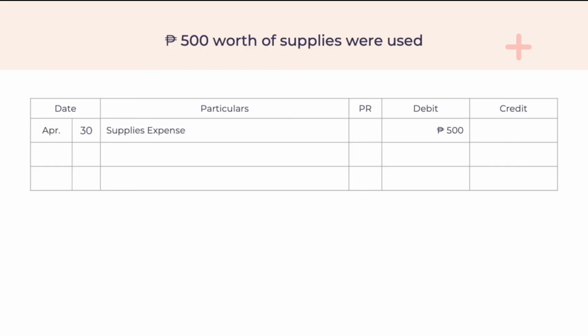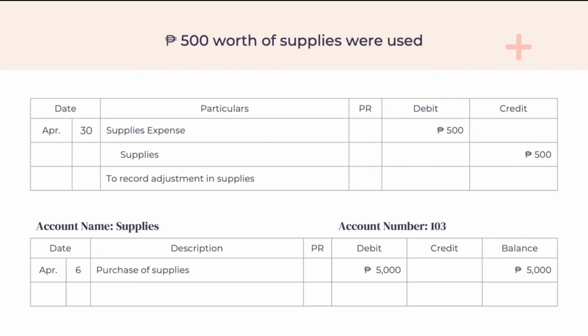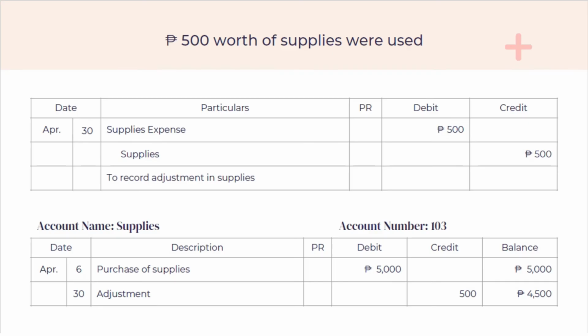So first, debit supplies expense with the amount of 500 pesos and then credit supplies with 500 pesos as well. The brief explanation for this is to record adjustment in supplies. After doing so, you also need to post this to general ledger. Make new entry to account name supplies with April 30 adjustment credit 500 pesos. And now the total balance is 4,500.